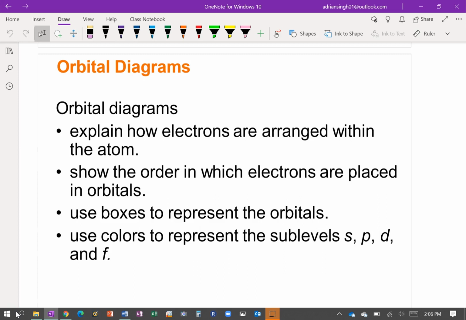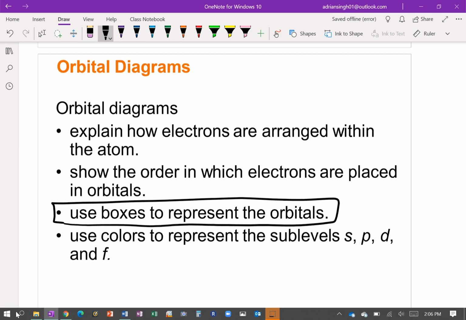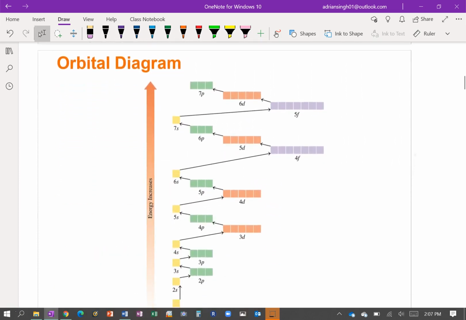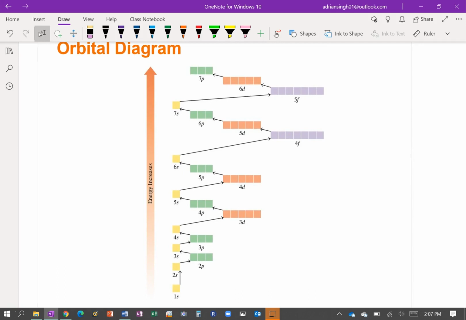orbital. The orbital diagrams are based on using boxes to represent those orbitals, and we've seen examples of these before when we looked at the Pauli exclusion principle, for example. And your book uses colors to represent the different sublevels, but you may not see them color-coded on your quizzes or exams. All right, so let's take a look overall at what these different orbitals look like. So here we have them arranged in order of increasing energy. So the lowest energy is down here at the bottom, and it increases as we go upwards, right?